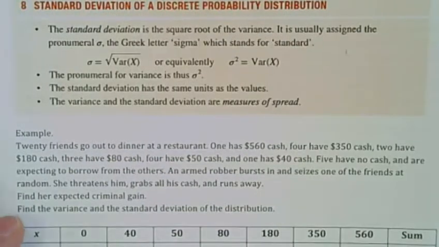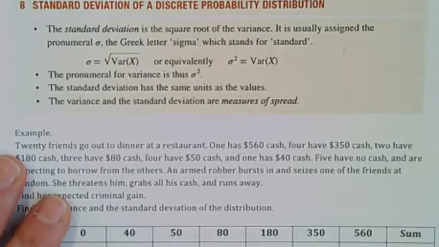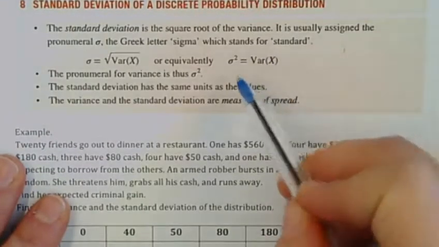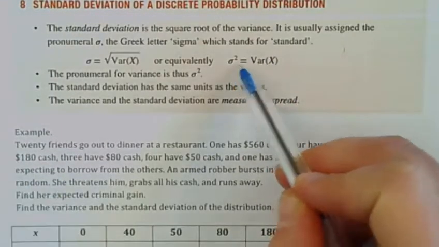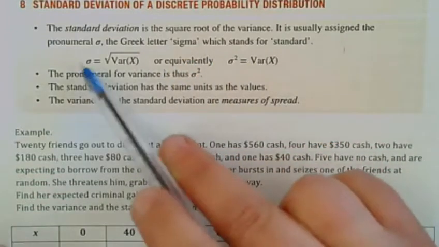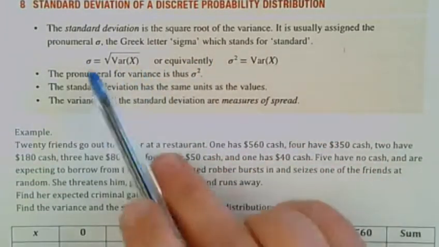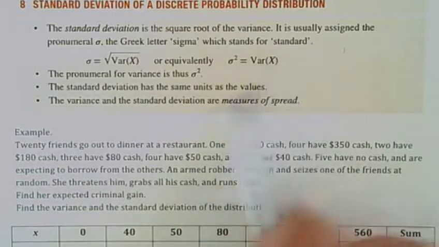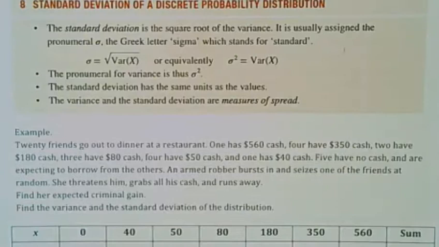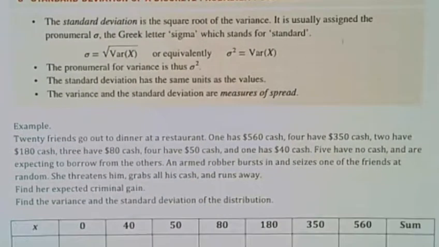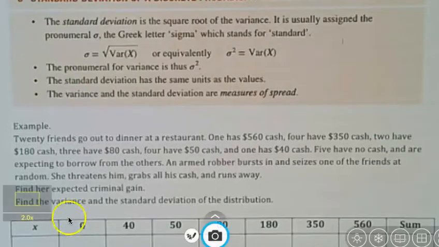The pronumeral for variance, therefore, instead of using var bracket x, is sigma squared, because standard deviation is the square root of the variance, squaring both sides, sigma squared is the variance. So we could say that the pronumeral for variance is sigma squared. Okay. Standard deviation has the same units as the values, and so if your values are centimeters, then the standard deviation would be in centimeters. All right, so same units. And variance and standard deviation are measures of spread.